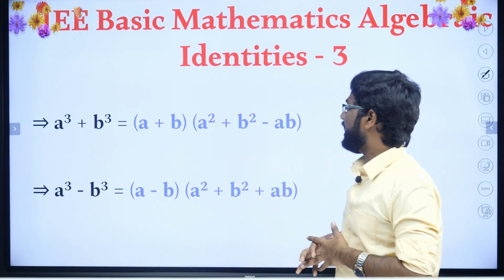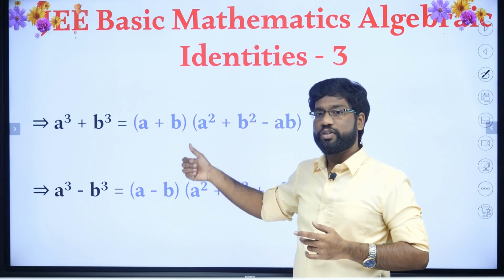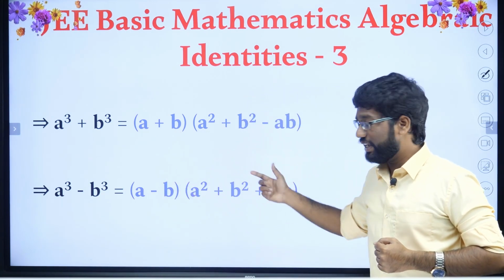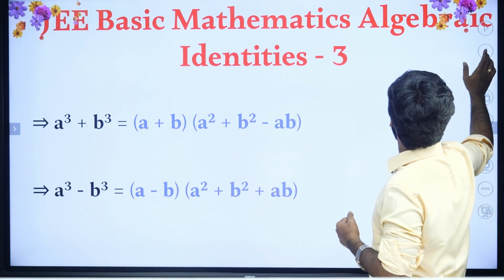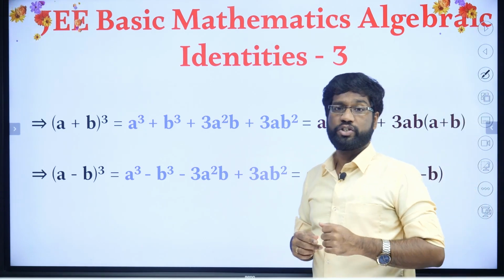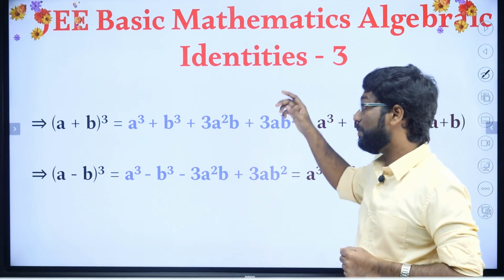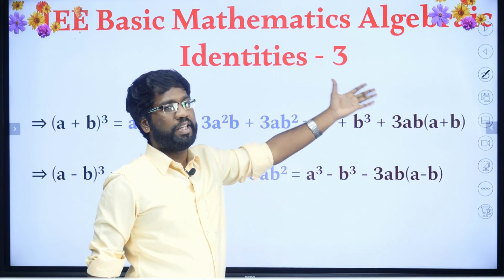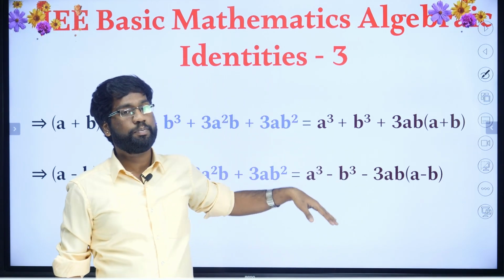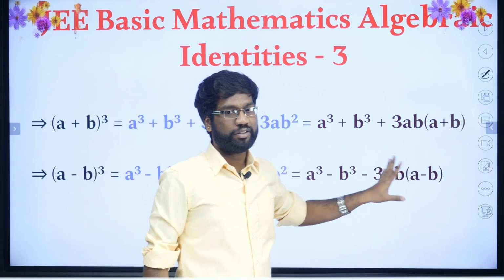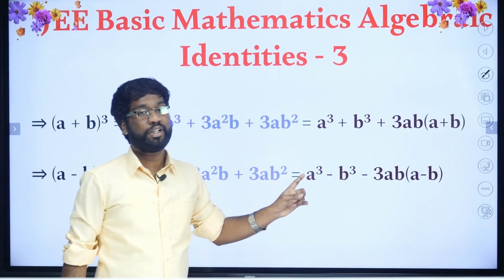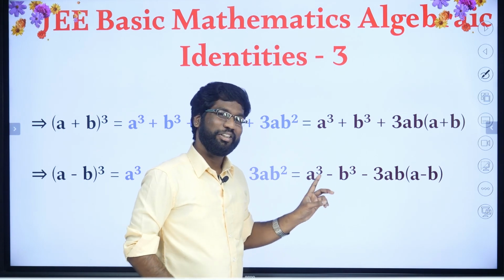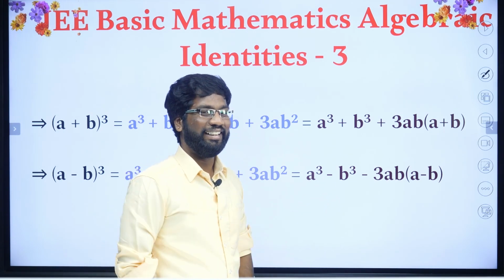These things you already know: a cube plus b cube equals a plus b into a square plus b square minus ab, and a cube minus b cube equals a minus b into a square plus b square plus ab. Another formula is also important: the a plus b whole cube and a minus b whole cube formulas. a plus b whole cube is a cube plus b cube plus 3ab into a plus b, and a minus b whole cube is a cube minus b cube minus 3ab into a minus b. Be careful with the sign, my dear students. If you change a single sign, your result will be wrong.